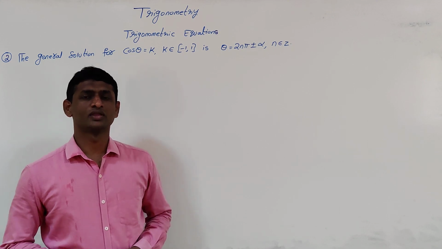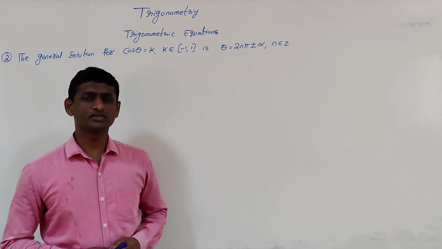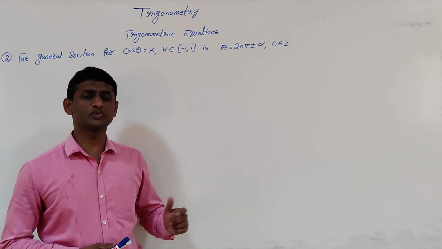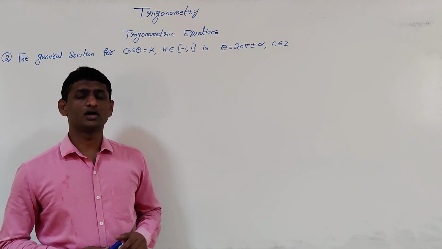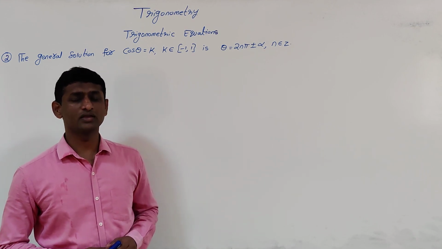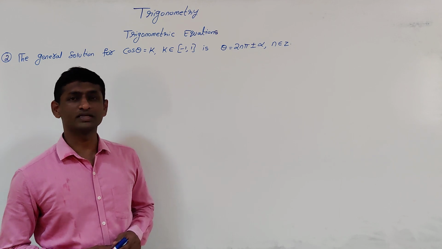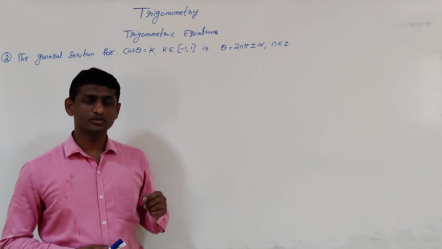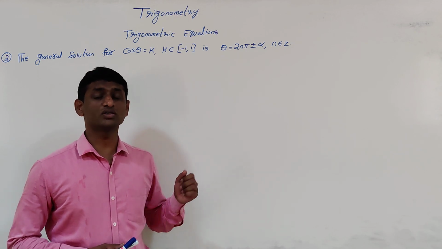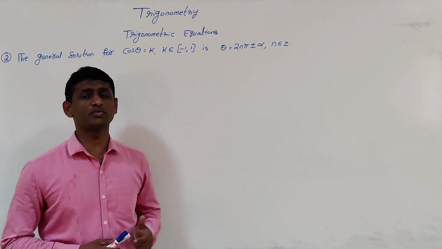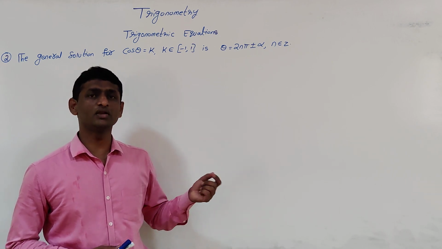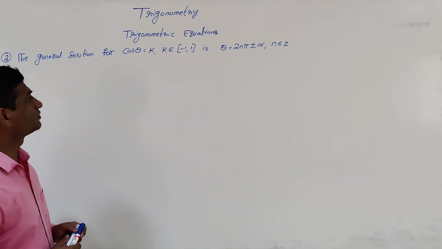Hello students, in the last class we discussed what a trigonometric equation is, what the principal solution is, and how to find the general solution for sin theta is equal to k, where k belongs to the closed interval minus 1 comma 1. Now we'll see the general solution for cos theta is equal to k, which is also a trigonometric equation involving cos theta as a variable. So we'll see the proof.